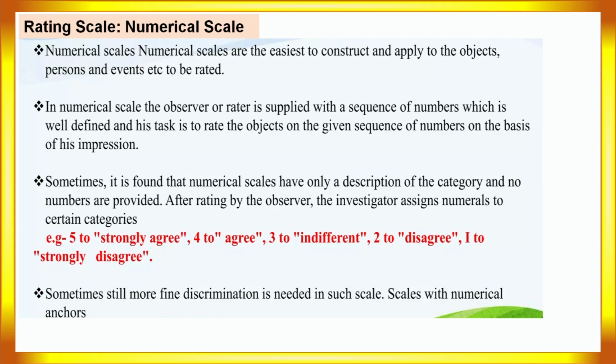And the researcher should know what numerals need to be applied to this particular description. Just take an example. Maybe you are trying to develop a scale that is supposed to measure the attitude of the researcher or the academician towards open access.